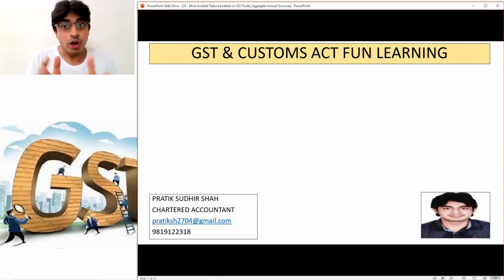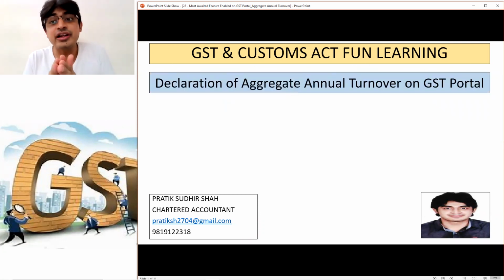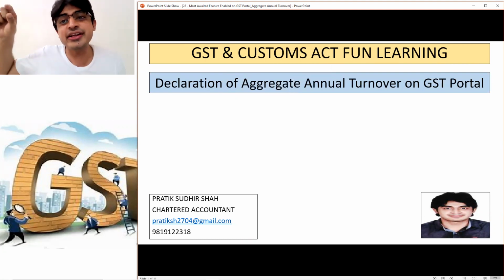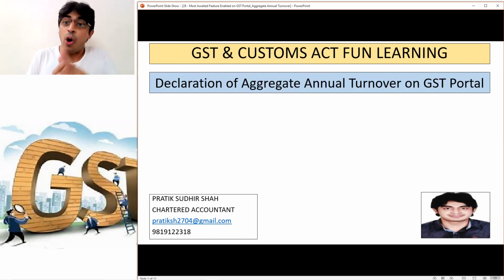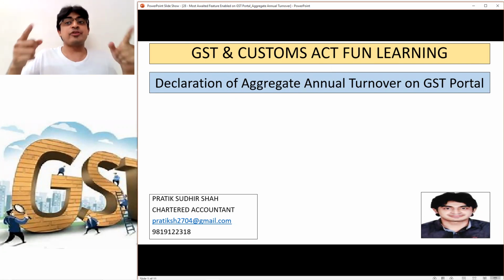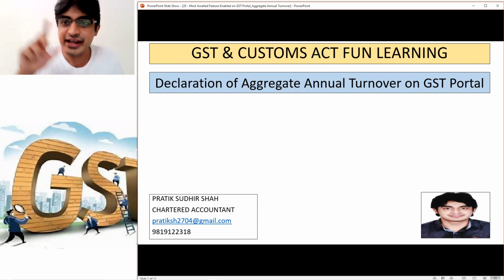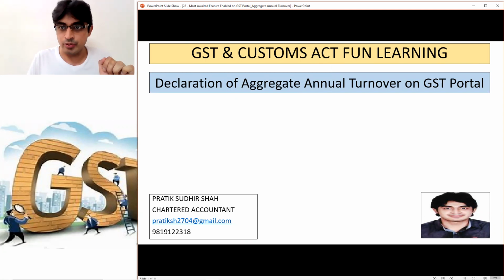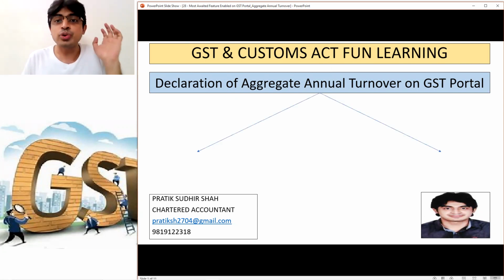Good morning, viewers. Today I want to discuss a new functionality which is developed on the GST portal. This is in relation to declaration of aggregate annual turnover on the GST portal. Now the taxpayer can update their aggregate annual turnover on the GST portal. I have divided this topic into two parts.